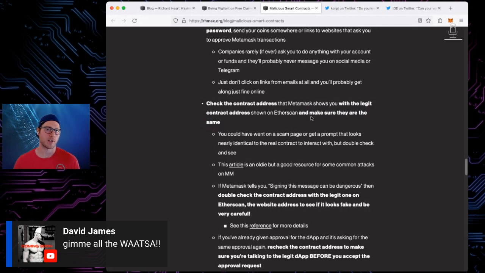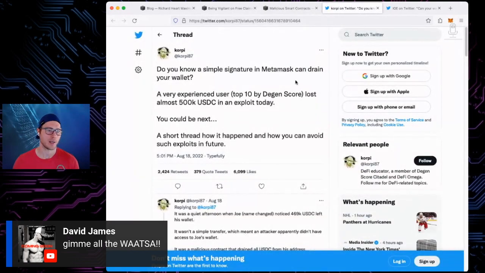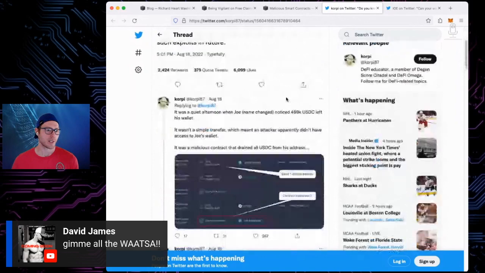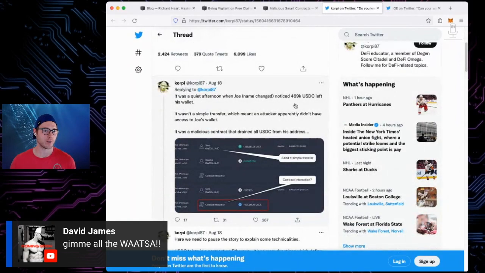What do you think happens if you're not talking to the legit contract? You're talking to one that's not the one you want to talk to, and that could be the one that wants to take your money. So, a simple signature in MetaMask can drain your wallet. This is interesting because they go through it here. Quite a while later, Joe noticed almost 500K of USDC left his wallet. That is a horrible feeling if that happened to anyone. Maybe it doesn't feel that bad if you're a billionaire, but to most people that is a lot of money.